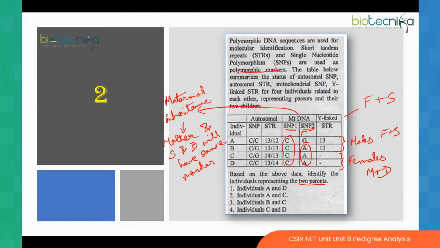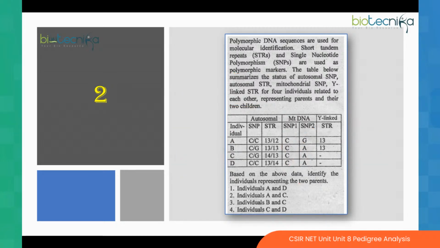There are only two males, A and B. Out of that, we know for sure that B is the son. That means A is the father. So individual A is the father. That much we have known. So when we know that, automatically you can eliminate options 3 and 4. Now this is another tip I would like to tell you: I myself find this way of solving questions better, where you solve the question in parts and do sequential elimination, so that you can narrow down to your answer faster.